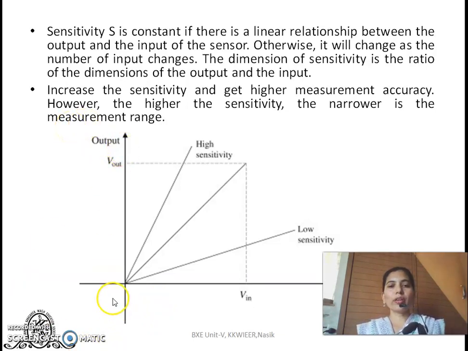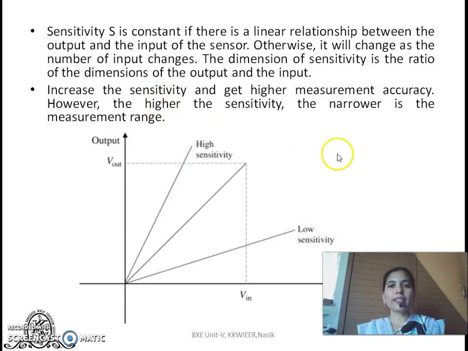We have shown here a graph which contains 3 lines. The bottom line is having the least slope, therefore it indicates low sensitivity. The center one is with medium slope, hence it indicates medium sensitivity. Whereas this particular line, which has the highest slope, is the high sensitivity line. So higher the sensitivity, greater is the change in the output for a small change in the input parameter.